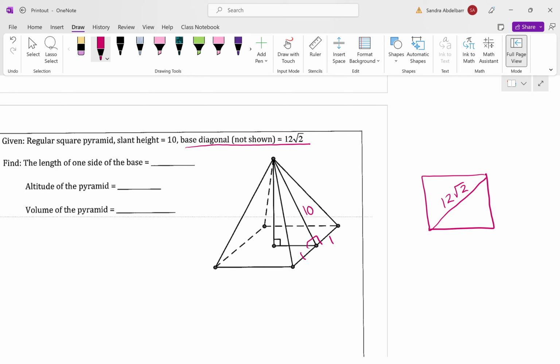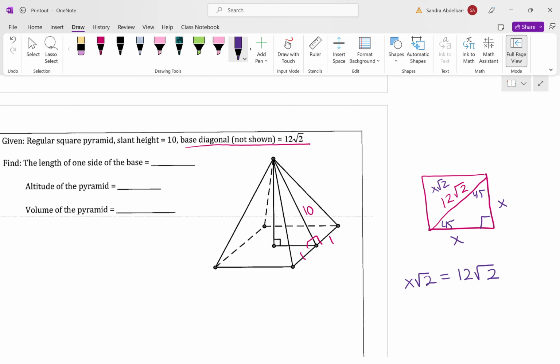Find the length of one side of the base. Well, I can do this using my base and the base diagonal. Do we agree the base is a square because it said it's a regular square pyramid? What you all need to remember is that the diagonals of a square split it into 45, 45, 90 triangles. And in a 45, 45, 90 triangle, we are x, x, and then the hypotenuse is x root 2.